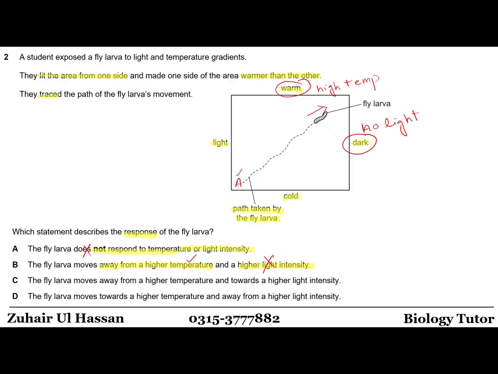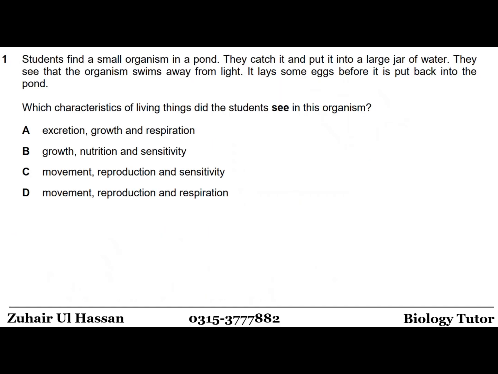Statement C says the fly larva moves away from higher temperature. That's not the correct one. Just now we saw it is moving toward the higher temperature. The fly larva moves toward the higher temperature, yes, and away from a higher light intensity. Yes, it is moving away from a higher light intensity toward the low light intensity area. So option D is the correct one.